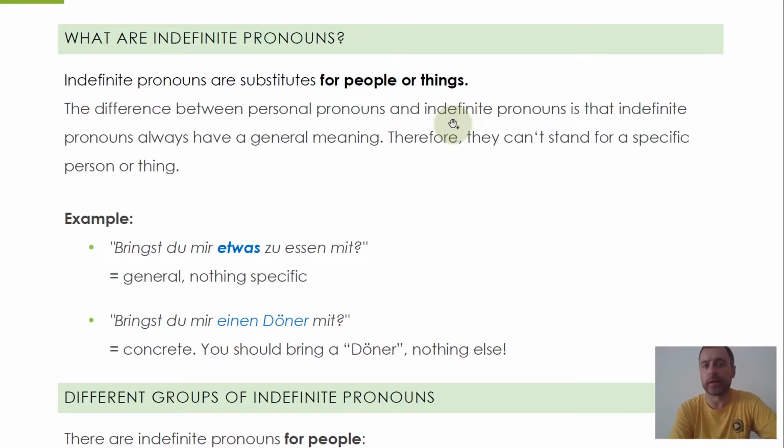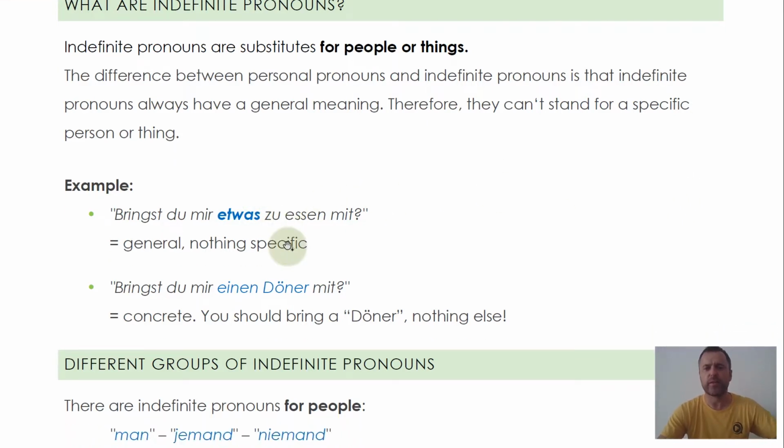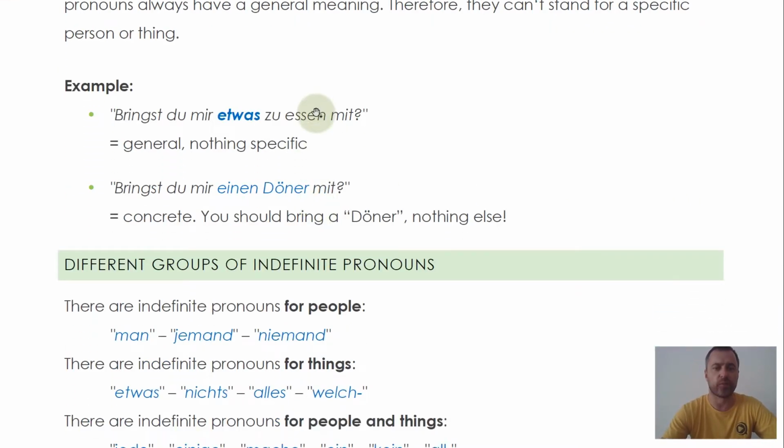And you will think now, well, personal pronouns do this too. Well, the difference between personal pronouns and indefinite pronouns is that indefinite pronouns always have a general meaning. Therefore, they can never stand for something specific. So they're never standing for one specific person or thing. Let's have a look at some examples to make it more obvious.